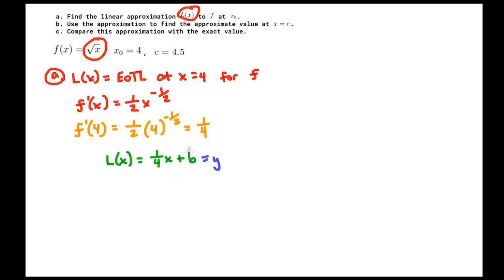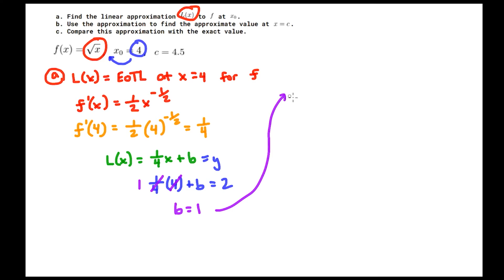In order to do that, I need an x and a y. Our x is 4, and our y would just be 2 because you're plugging the 4 into the square root of x. So it's going to be 1/4 times 4 plus b is equal to 2. Then we're going to solve this out. This will be 1. So b is equal to 1. So your L of x equation, I'm going to write it up here. L of x equation is going to be equal to 1/4 x plus 1. So I can use this equation to find any approximation that I'm looking for.